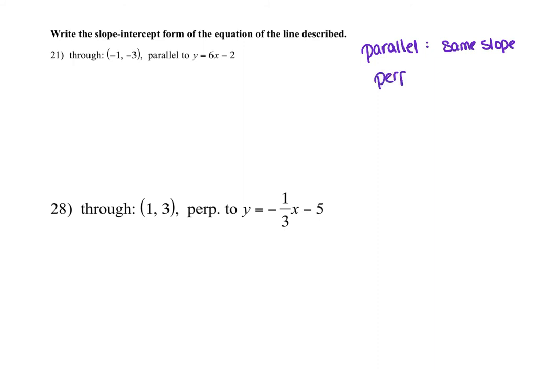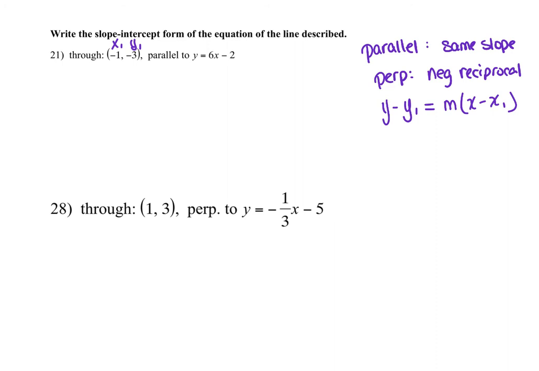Perpendicular lines are negative reciprocals, so negate and flip your slope. For this one, you are still going to use your point slope: y minus y1 equals m times x minus x1. They hand you your x1, and they hand you your y1.